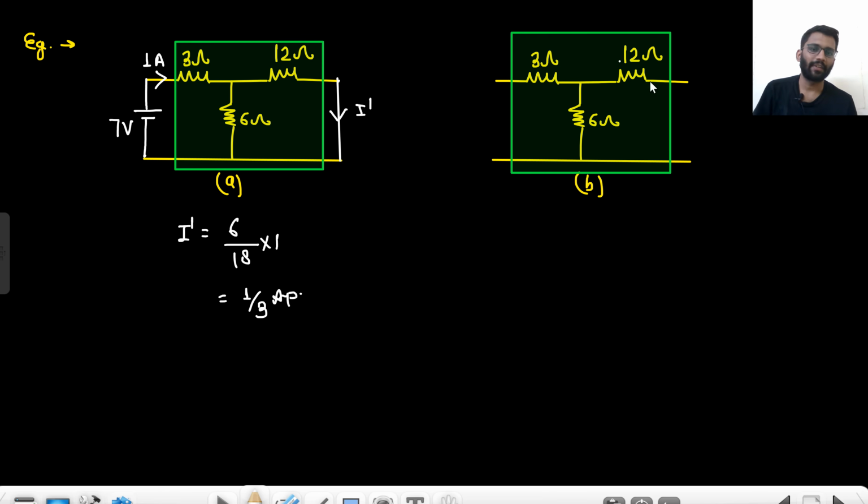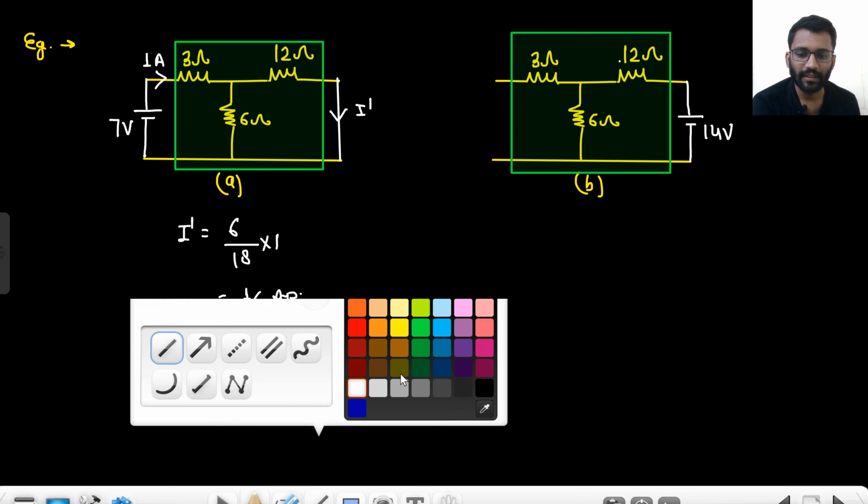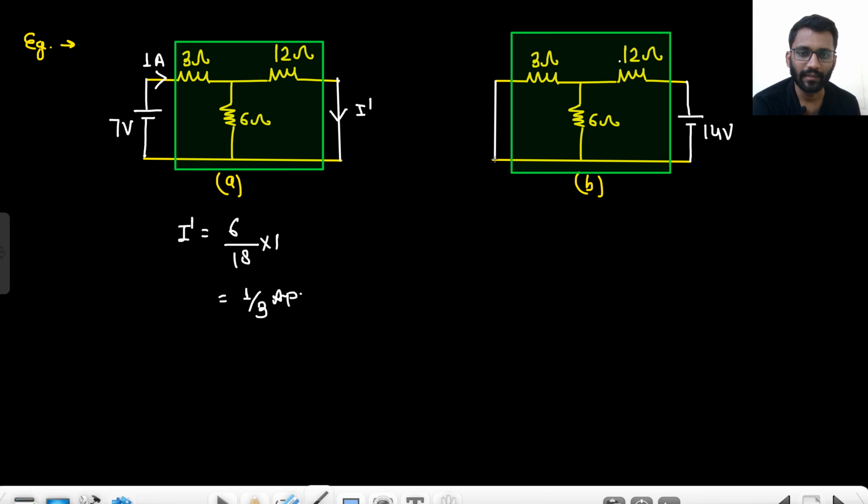Now this is the same network, right? Now what I am doing is that I am applying double the voltage, 14 volt, and will measure the current at this side. Now tell me one thing, if 7 volt gives 1 ampere, then 14 volt gives 2 ampere current?